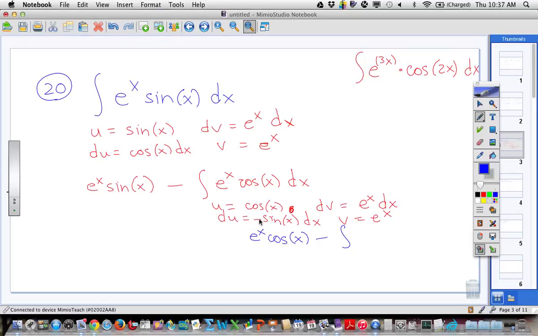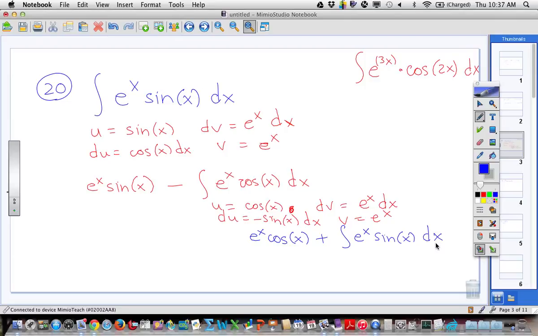Now, see, here's my point. This negative, I don't want to divide that negative over there. It stays there. We want the integral of v times du, and here's du right here. So we need the negative. Now I can turn that into a plus. That negative will turn that to a plus, and then this would be e to the x sine x dx. Oh, geez. What do you notice? It's the same thing we started with.